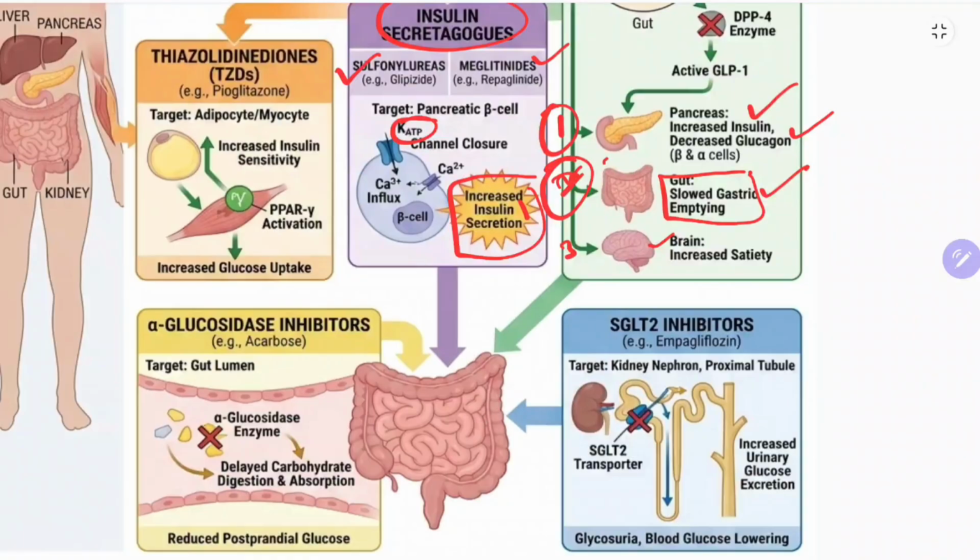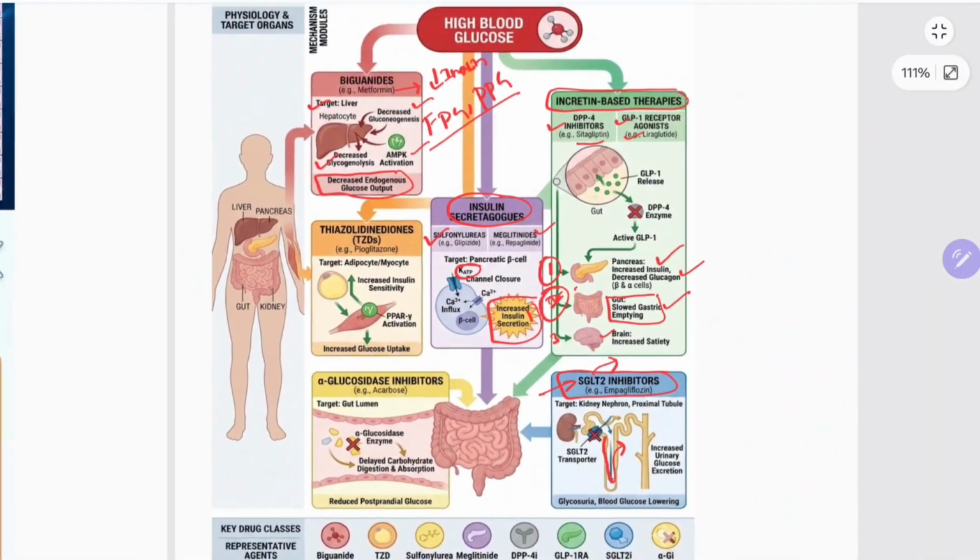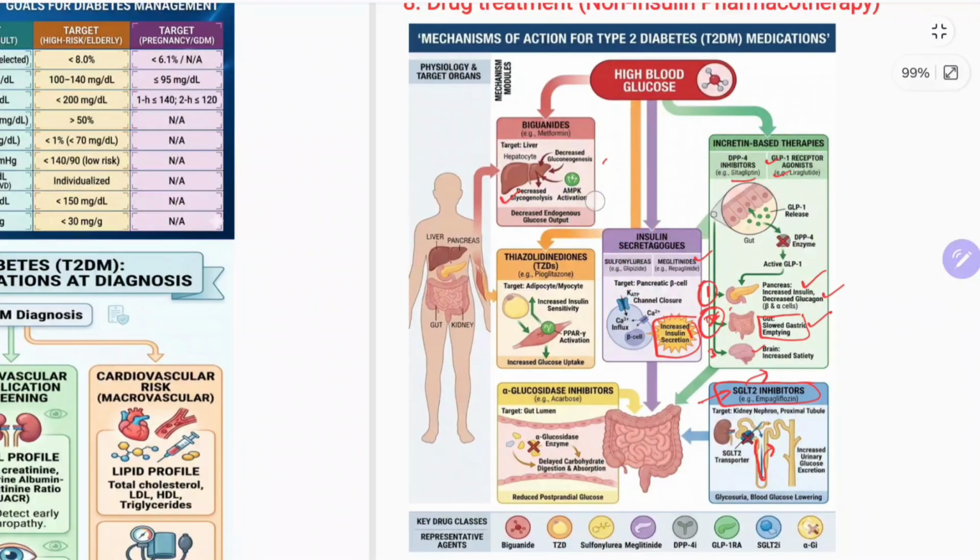The last one is the drugs which act on the kidney. Examples are empagliflozin and dapagliflozin. SGLT2 expression is increased in diabetes mellitus, and hence glucose absorption is increased in the proximal convoluted tubule in the kidney, increasing the blood sugar. So when these are inhibited, glucose is excreted in the urine, and thus that decreases your blood sugar level. So this is the main mechanism of action of these drugs.